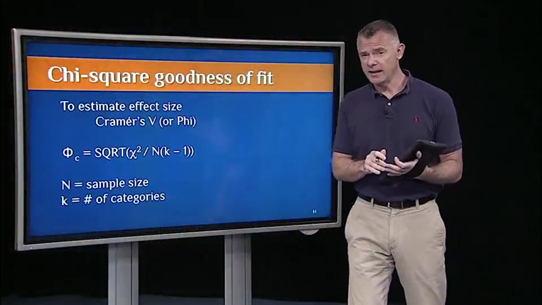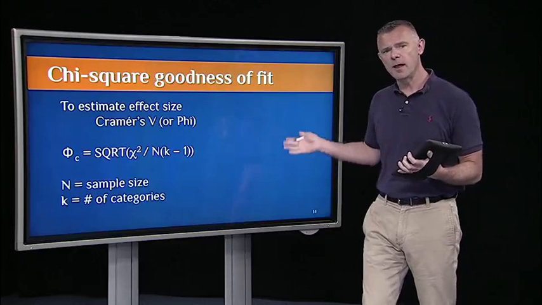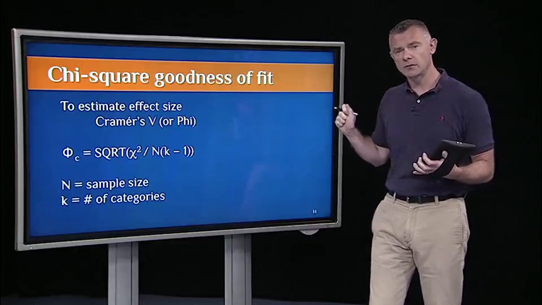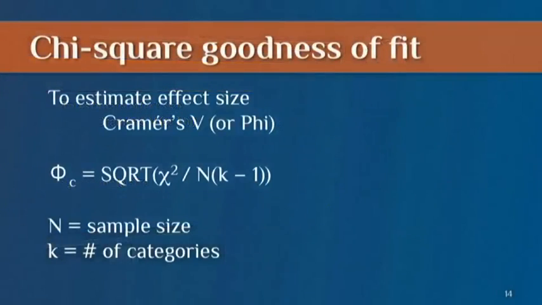Since this is a NHST, null hypothesis significance test, we're also going to supplement that with an estimate of effect size. The way to do that with a chi-square goodness of fit is to look at Cramer's V, or Cramer's phi. The way to calculate that is to take the square root of the chi-square over sample size times k, number of categories, minus 1.